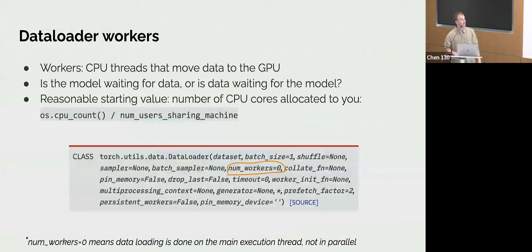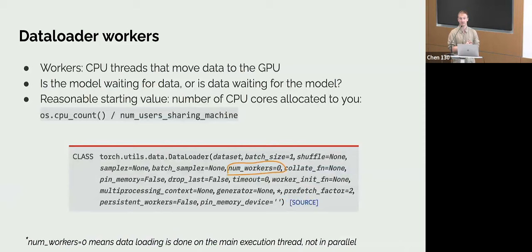Okay, so that's image size and batch size. I'd recommend just trying some different values. See how much image size affects your accuracy. Then find the lowest image size that gets you to where you want to be, and then maximize the batch size for that image size.